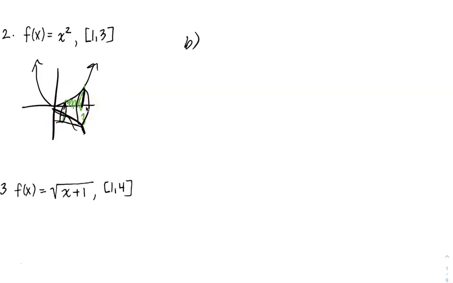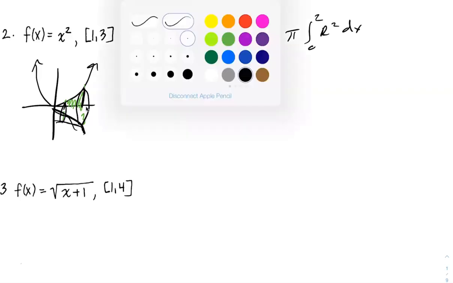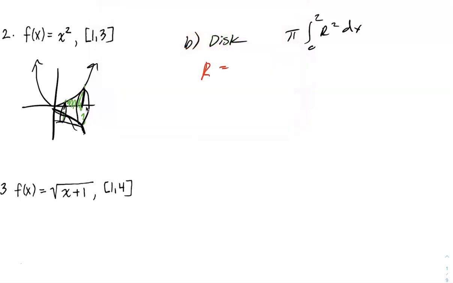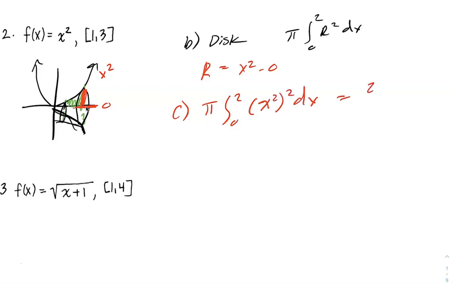Anyway, this would be another disk method. Remember the formula is pi big R squared dx, and in this case we're going from 0 to 2. So what's my big R? It's always a question. Big R is this guy right there, top minus bottom: x squared minus the rotation, which is 0. So the formula is pi times the integral from 0 to 2 of x squared dx. You plug that in and you get 242 pi by hand, or on your calculator, you get this.